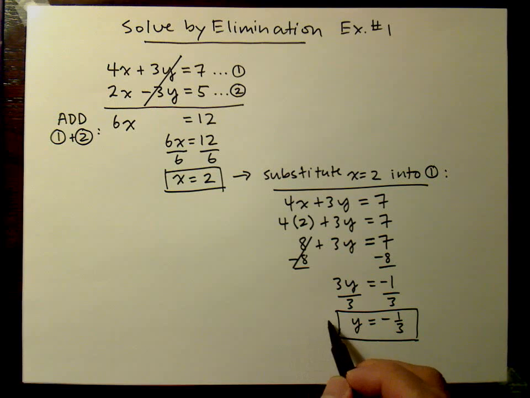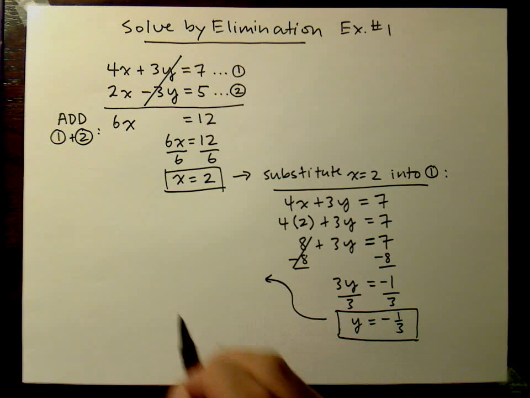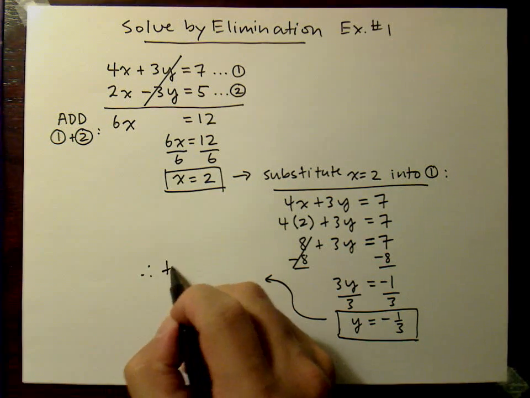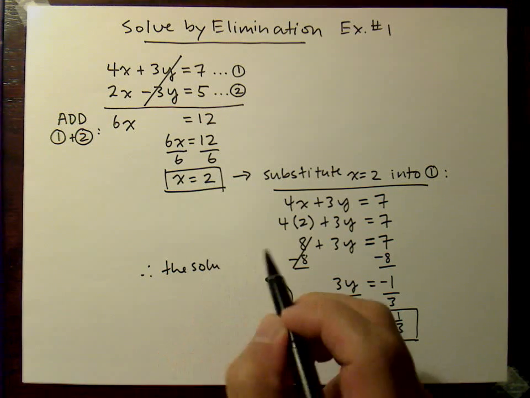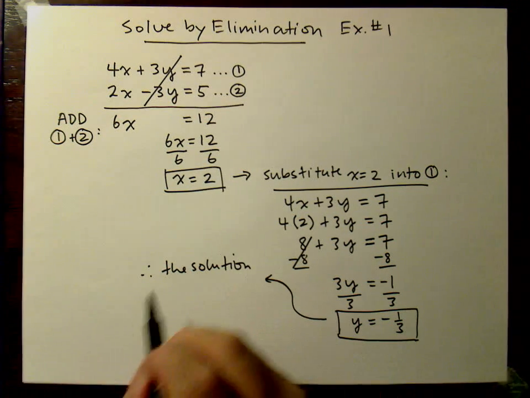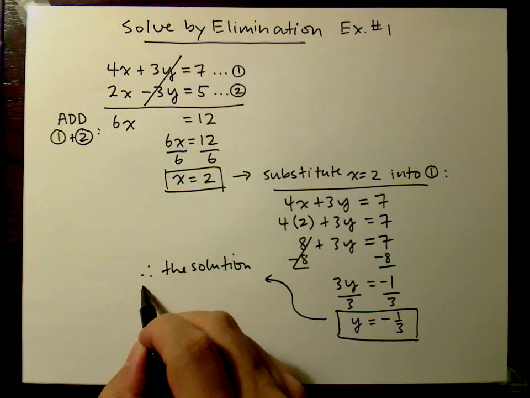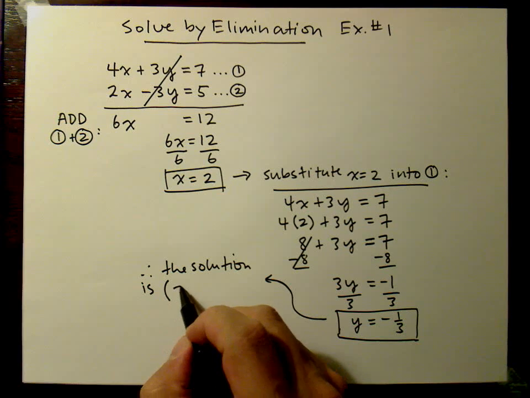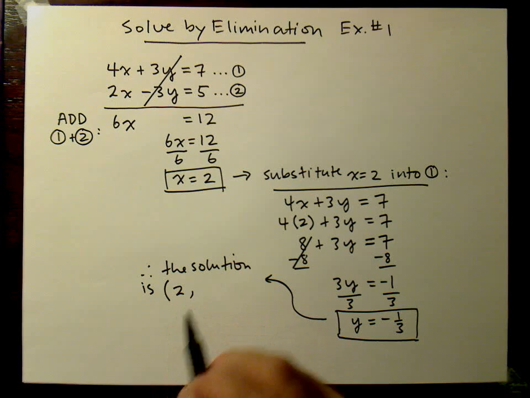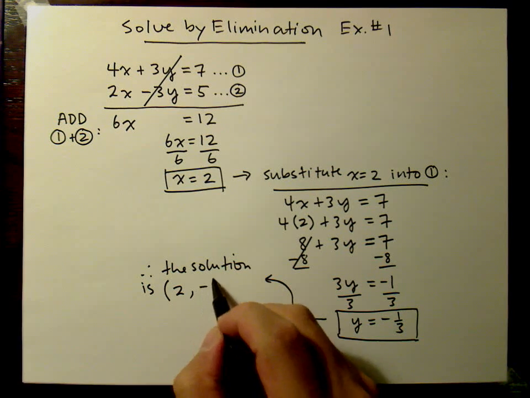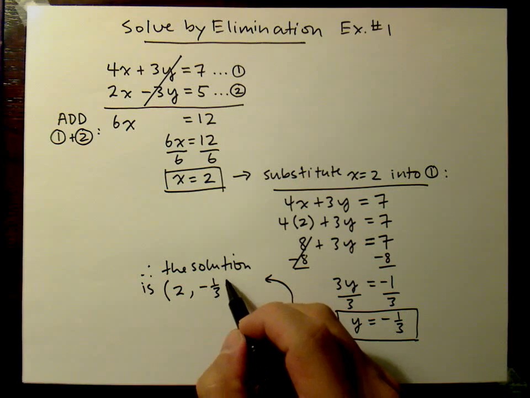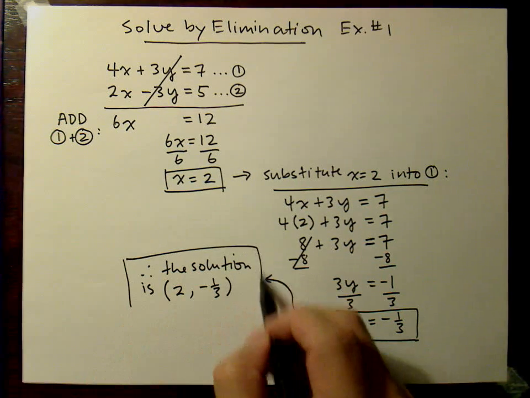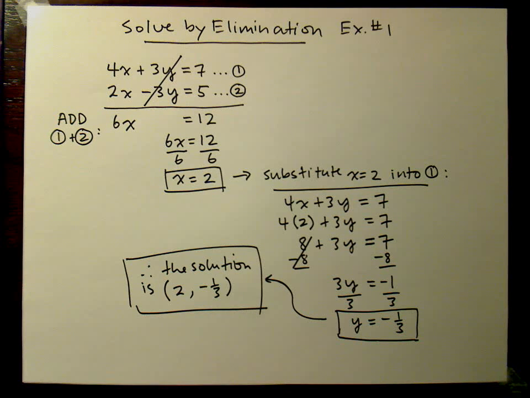The only thing left to do is to write the conclusion. Therefore, the solution, or the point of intersection of these two straight lines, is the ordered pair starting with the x value, which is 2 in this case, and then followed by the y value, which is negative 1 over 3. And that is the solution to this question.